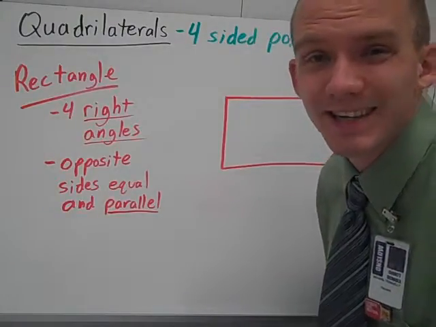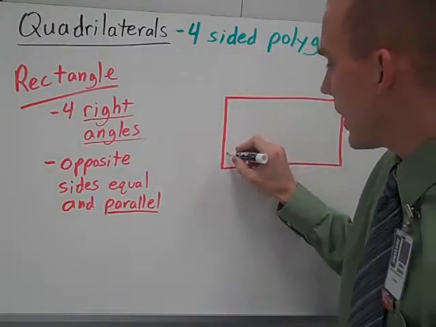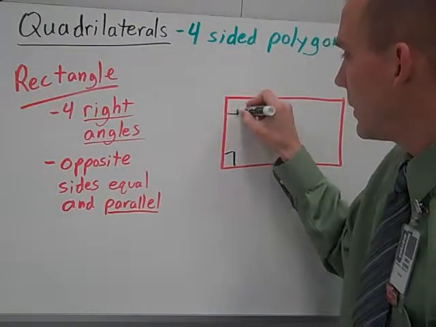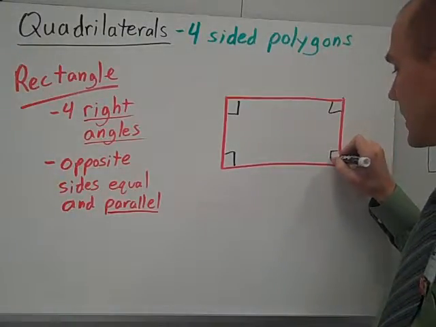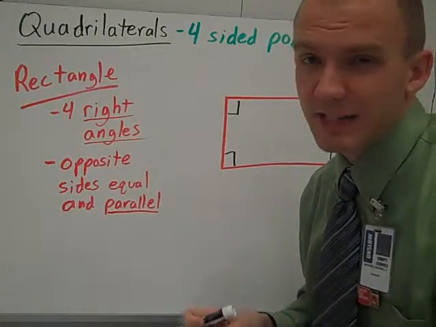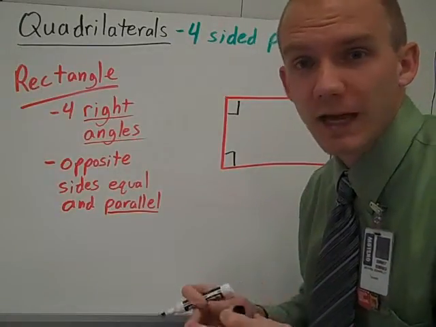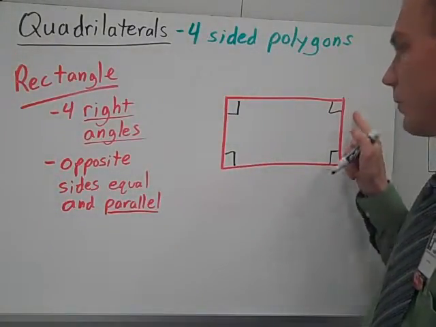And you actually can indicate that on your quadrilateral. Usually you'll see it look like this, but sometimes you'll see this symbol here. If this is in the corner of your angle, it simply means that it is a right angle, a square corner. When we measure angles, it would measure exactly 90 degrees, like a perfect L. Those are right angles. And in a rectangle, there are 4 of them.